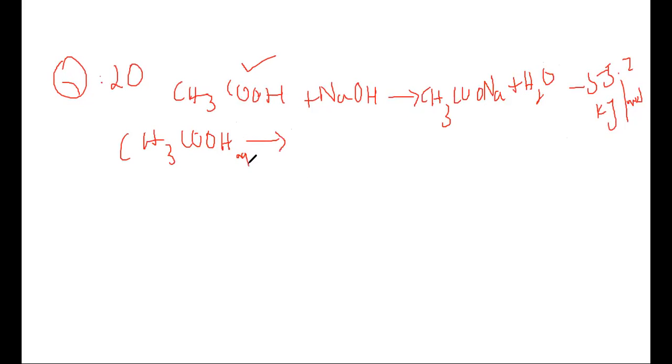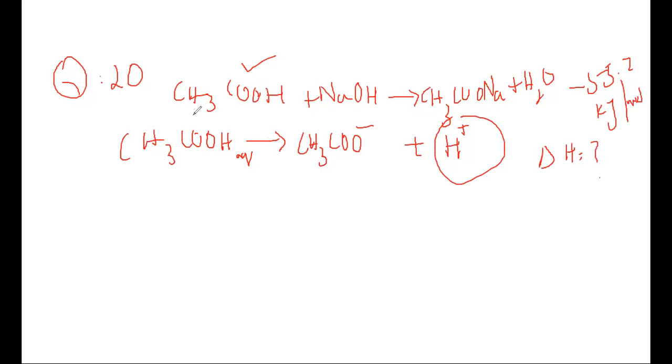Ionization of the acetic acid: CH3COOH gives CH3COO negative ion plus H positive ion. When acetic acid ionizes, it will give you acetate ion and hydrogen ion, meaning proton, in a system. So how can you calculate the enthalpy change for this reaction by only the given information of just one single equation?